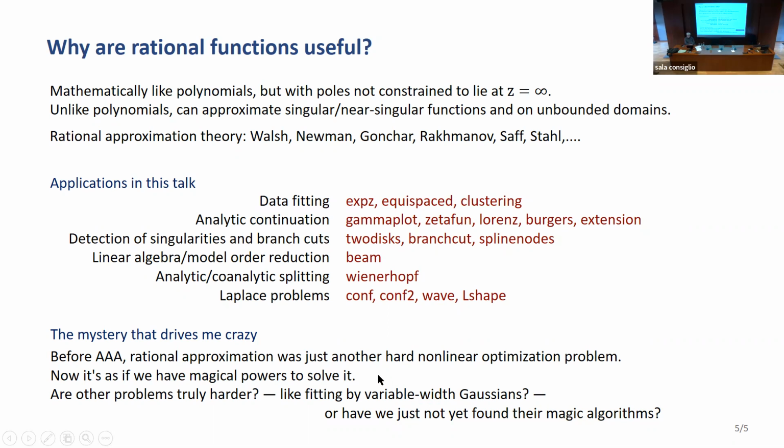And then the mystery that drives me crazy is, it feels as if we now have a magical tool which can solve rational approximation problems. So what about other problems? My prototypical question would be fitting by Gaussians. Suppose you have a function and you want to fit it by Gaussians of unknown width and unknown position. That's another optimization problem. As far as anyone knows, it's pretty hard. In fact, very few people do that with adjustable width because it's too annoying as a problem. Is that really different from rational functions? Or is it just that we haven't found how to vary the AAA algorithm to make it work? I just don't know. So you can see I have deep gaps in my philosophical understanding of why this works as it does.